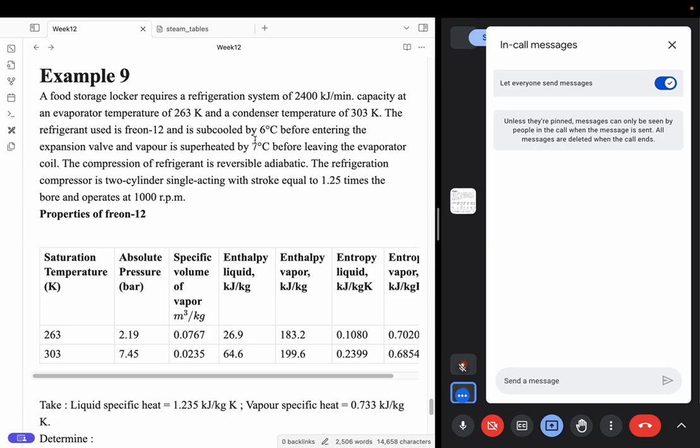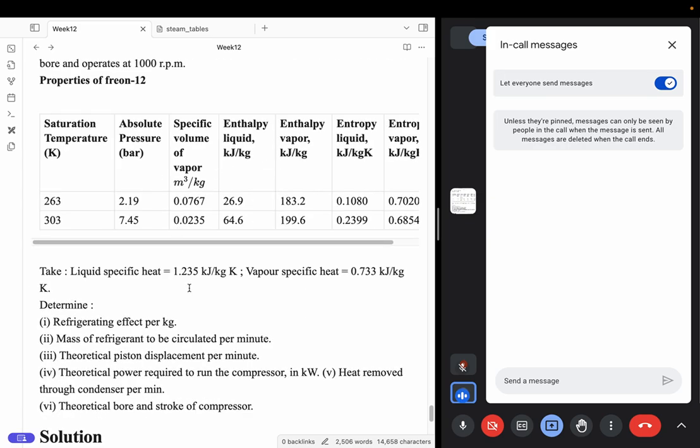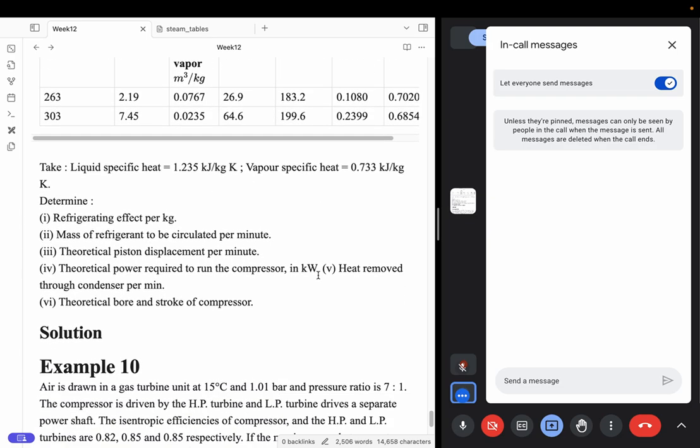And the refrigeration compressor is a 2-cylinder single acting with a stroke equal to 1.25 times the bore. Bore is basically the diameter. Stroke is the length through which the piston moves, and it operates at 1000 rpm. Take the liquid specific heat to be 1.235 kJ per kg Kelvin, vapor specific heat 0.733 kJ per kg Kelvin. You need to calculate the refrigerating effect per kilogram, mass of refrigerant circulated per minute, theoretical piston displacement per minute, theoretical power required to compress in kilowatt, heat removed through the condenser per minute, and theoretical bore and stroke of the compressor.